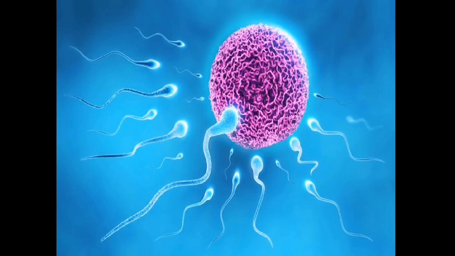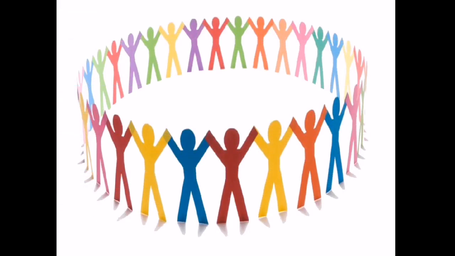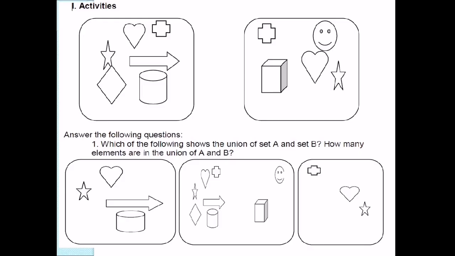How about the third picture? So that is the union of the sperm cell and the egg cell. So in science, that's the union of the sperm cell and egg cell. How about the last picture? It shows unity or cooperation. So ang mga salitang common doon sa pinakita ko mga pictures ay union at intersection.